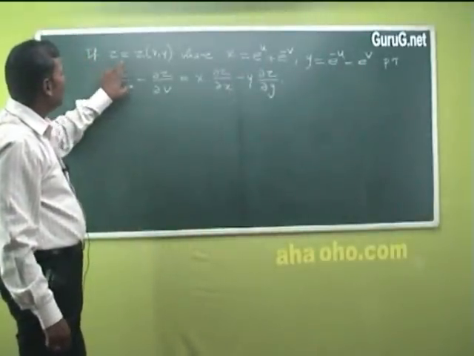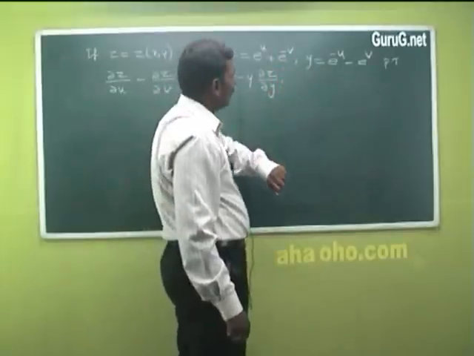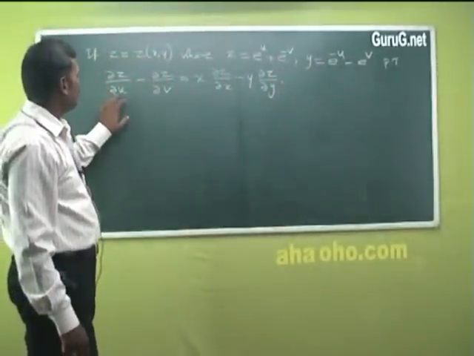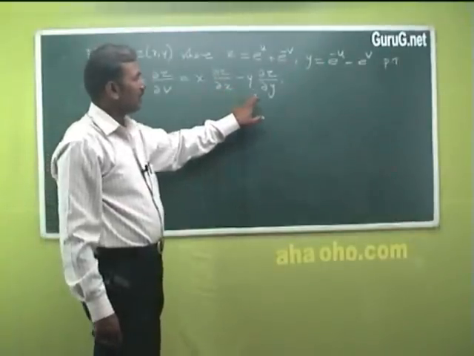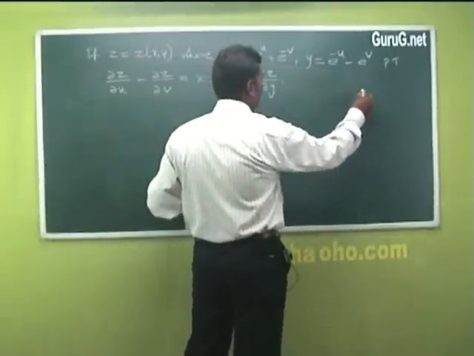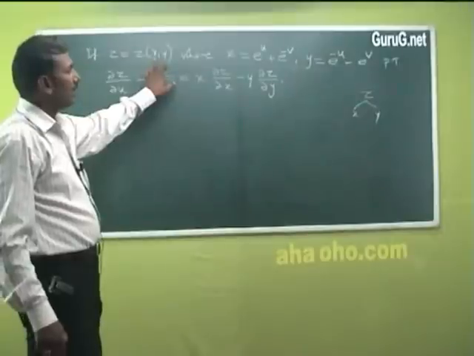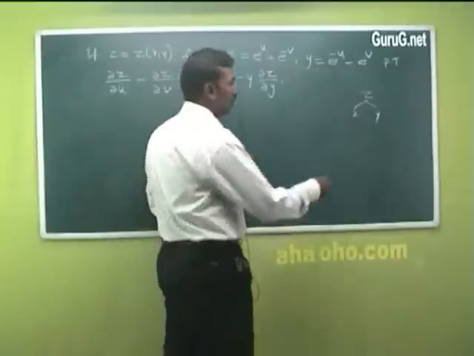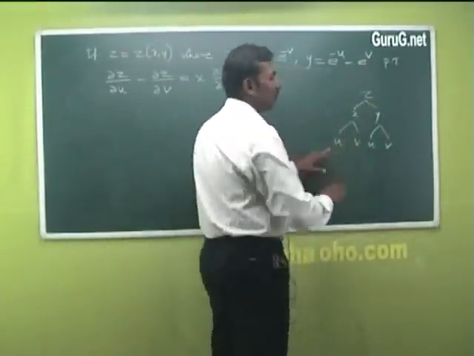Now here, if z is equal to z of x comma y, where x equals e power u plus e power minus v, y equals e power minus u minus e power v, prove that dou z by dou u minus dou z by dou v equals x into dou z by dou x minus y into dou z by dou y. So what is given? z is a function of x and y. This x and y are functions of u and v. So therefore, z is a function of u and v.